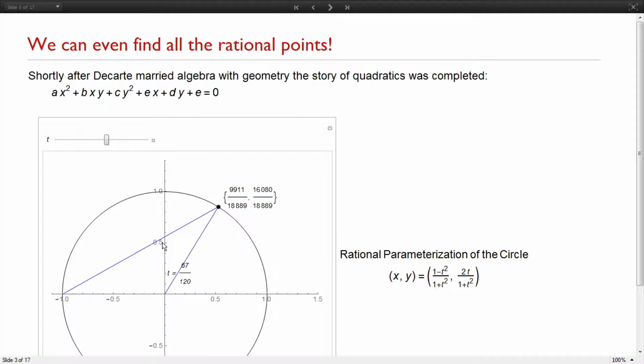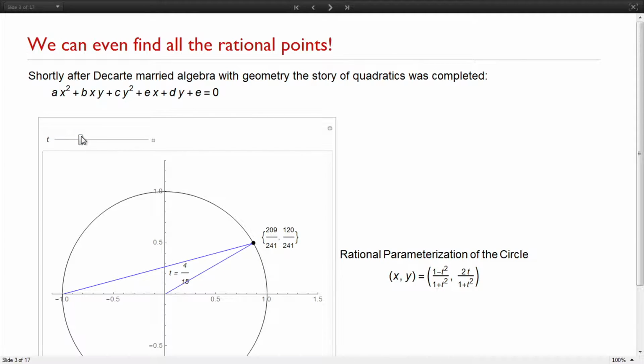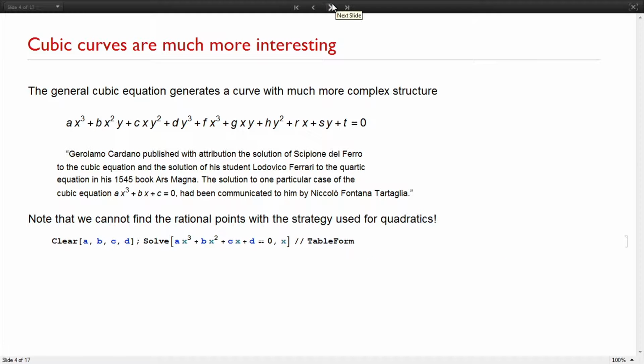So this accomplishment, with very little change in the basic concept, you can rationalize points on ellipses and hyperbolas, all the conic sections, creating a map essentially from Q to the rational points on the figure. And that's sort of the end of the story. There's not much more to say about conics. They are completely understood from an algebraic standpoint.